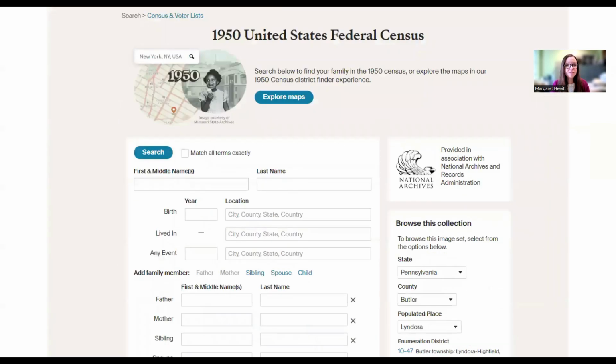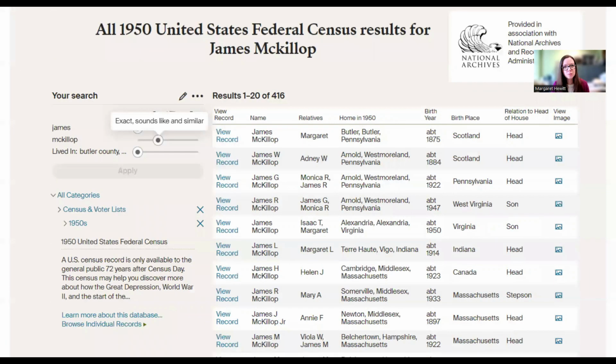There is also, like every other record set on Ancestry and Heritage Quest, a dedicated search page just to search the 1950 census collection. So you can fill in a name, an age, a location, a relative's name, and search just for that one record. Your search results will look just like any other record set on Ancestry or Heritage Quest. So if you are already familiar with using those sites, you will seamlessly be able to just work on finding your 1950 records.